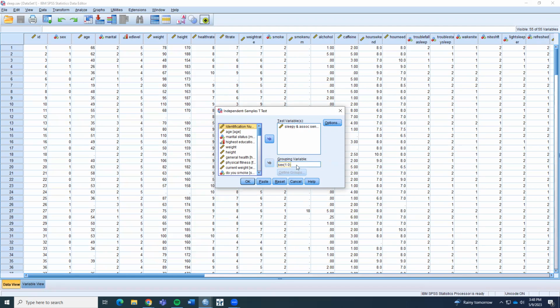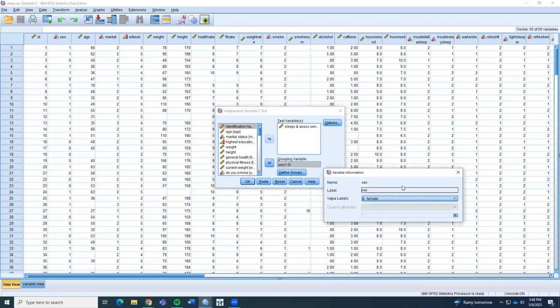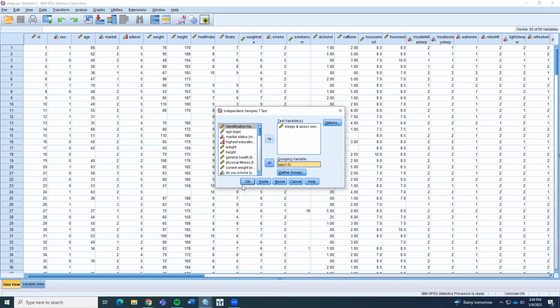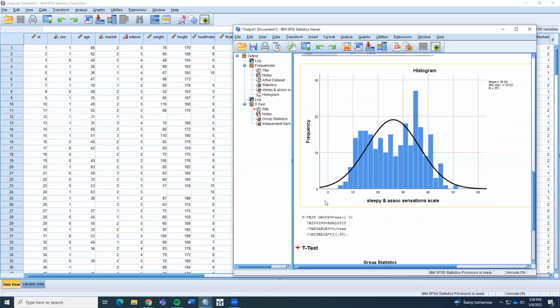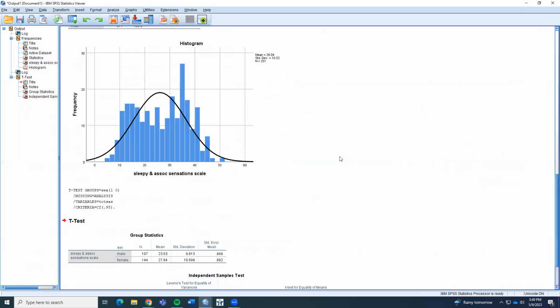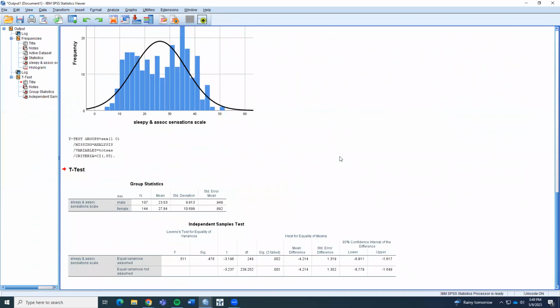And so I'm going to go ahead and right click on that. And in my variable information, we can see that 0 is female and 1 is male. So there we go. So I've got all my information, and then I would press OK. But I've already done that. So I'm going to pull my output data back up, and let's go ahead and check out the information that we have received.